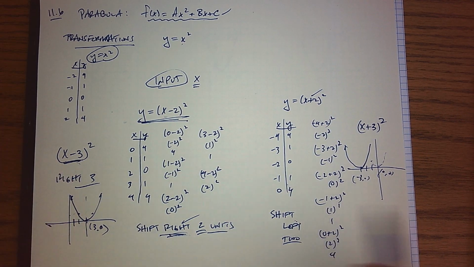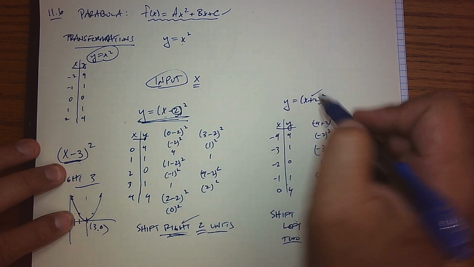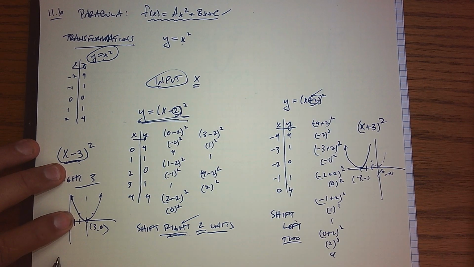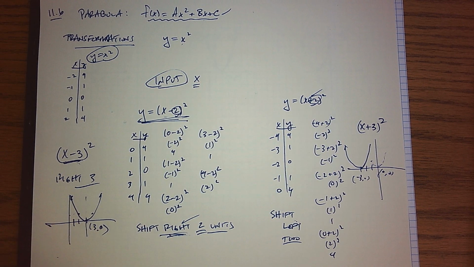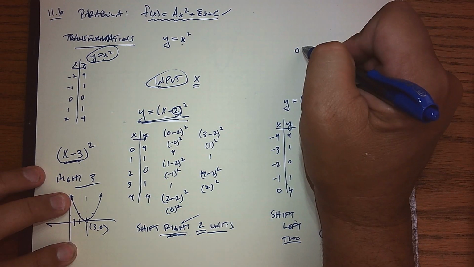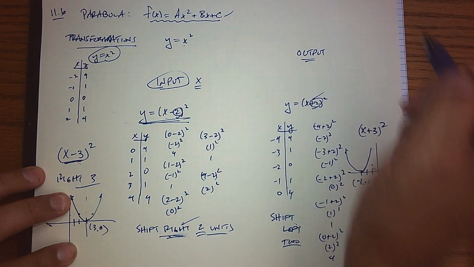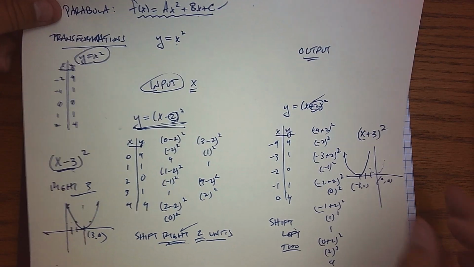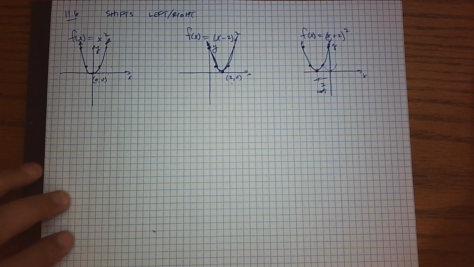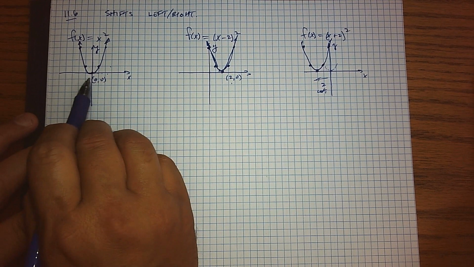How far do we shift left or right? Whatever number is being added or subtracted. So there's our first stint into transformations. The rest of the transformations actually do output, and we'll talk about those. But right now, since we're manipulating input, to summarize, there's our basic graph.